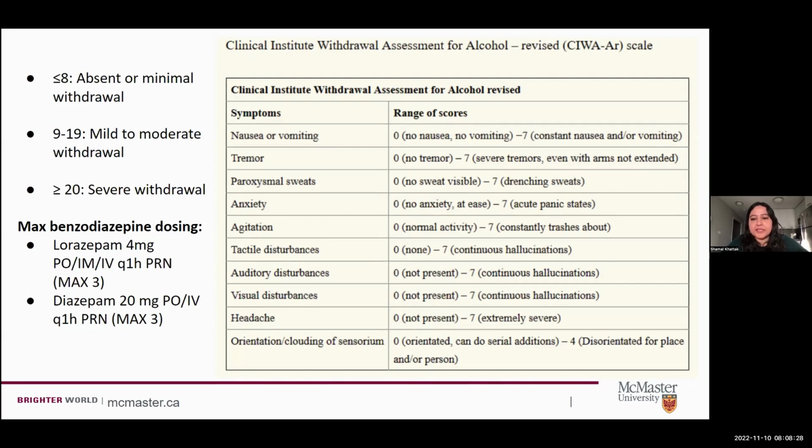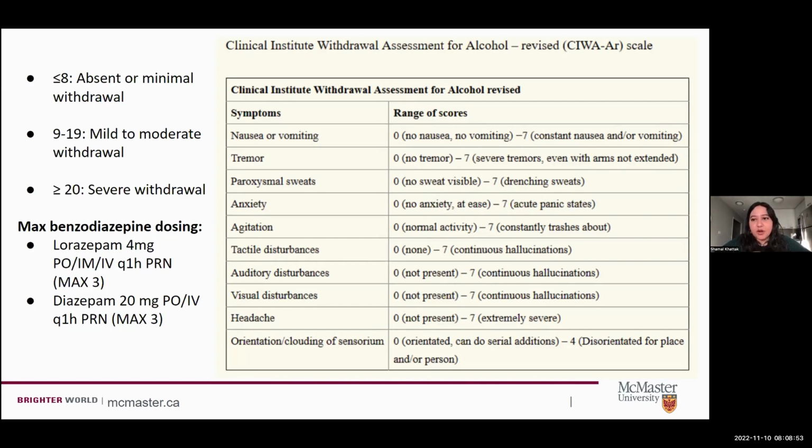So all domains are scored between 0 to 7, except for orientation and clouding of sensorium, which is scored between 0 to 4. And these thresholds are according to our protocol, but different protocols in other institutions may use the score with different thresholds. So classified as less than 8 would be absent or minimal withdrawal, 9 to 19 mild to moderate, and greater than 20 severe.